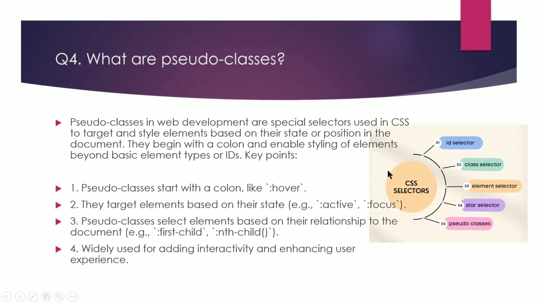So one thing that you should know is there are 5 major types of selectors: ID selector, class selector, element selector, star selector, and pseudo selector. You should know each type of these selectors. You should know how they work and how they look. It would be better for you.